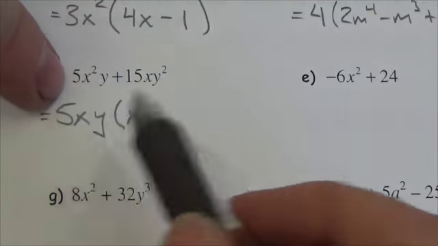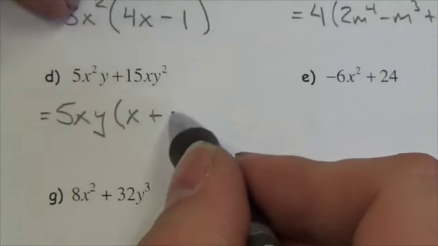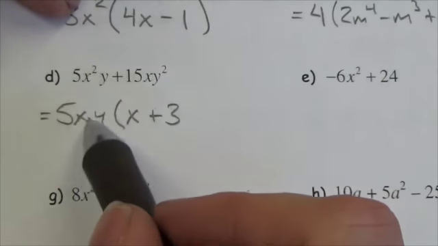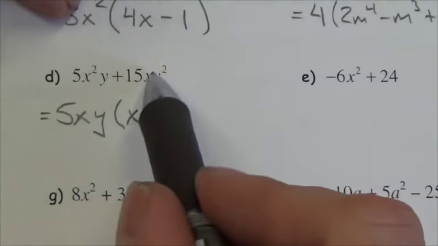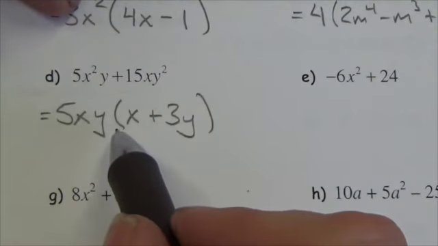There's 2 x's here, only 1 there. Plus 15 divided by 5 is going to be 3. I've already dealt with that x there, but there's 2 y's here, 1 y there, so there's got to be an additional y in there. So 5xy times x plus 3y.